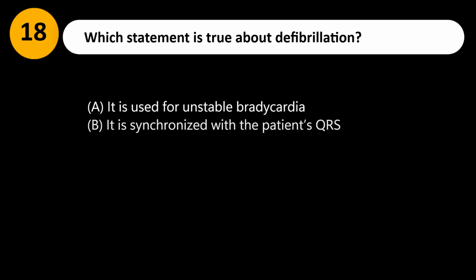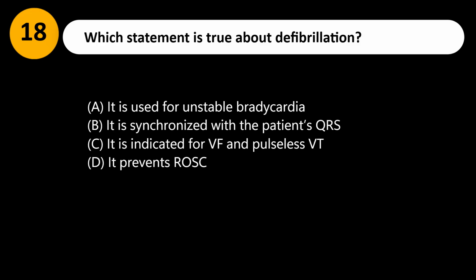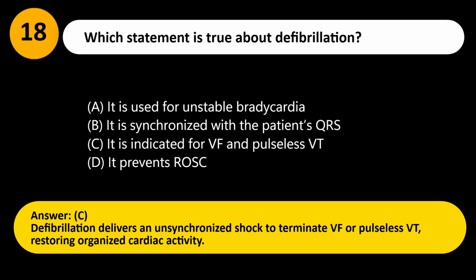Which statement is true about defibrillation? A. It is used for unstable bradycardia. B. It is synchronized with the patient's QRS. C. It is indicated for VF and pulseless VT. D. It prevents ROSC. Answer, C. Defibrillation delivers an unsynchronized shock to terminate VF or pulseless VT, restoring organized cardiac activity.